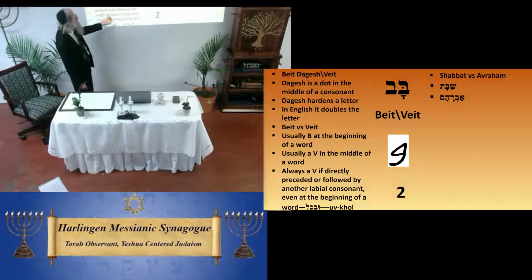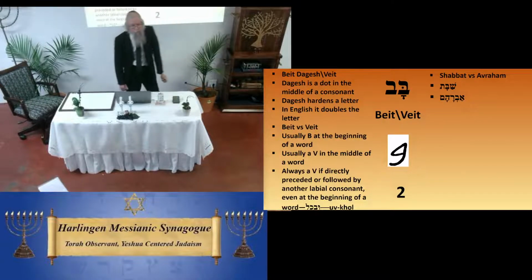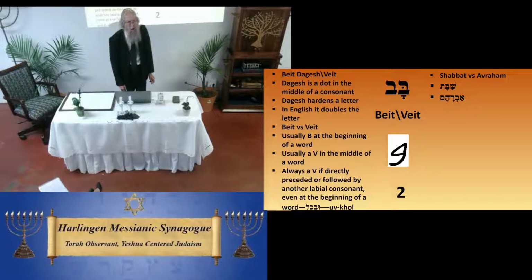Usually a V sound in the middle of the word. So where does this appear? In the middle or at the ends? It's in the middle. Okay? So it is Avraham. Avraham. Avraham. Not Abraham. Not Avram. Abram. Avram. No, Avram. A V sound. It's the bet.